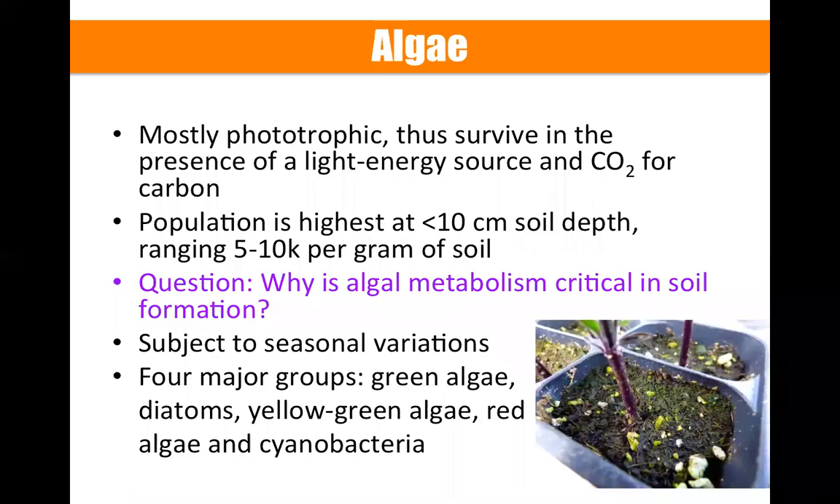The next group of microbes is algae. So algae are typically phototrophic, and thus would be expected to survive and metabolize in the presence of a light energy source and carbon dioxide for its carbon. It converts all that light energy and carbon dioxide into sugars. So we can expect these algae to be predominantly in the areas where sunlight can penetrate.